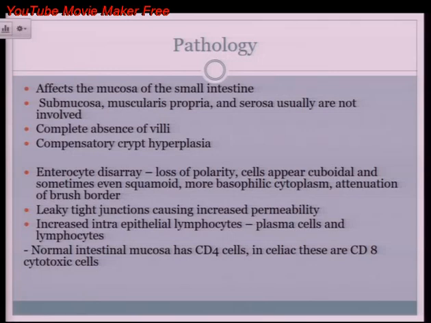So you can have leaky tight junctions, which can cause increased intestinal permeability. There's increased intraepithelial lymphocytes, characterized by plasma cells and lymphocytes. And there's also enterocyte disarray, where you have the loss of polarity of the cells. So normal intestinal mucosa has CD4 cells. In patients with celiac disease, you have CD8 cytotoxic T cells.